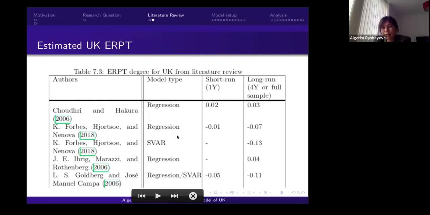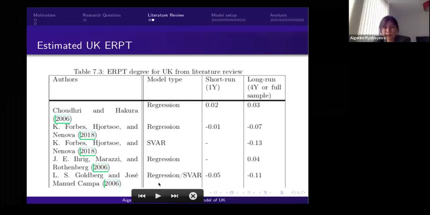Also here, I present that they are also different across the models. Here we have regression models and we have VAR models, structural VAR models. For the UK, nobody has used DSGE models. So my paper is the first one to estimate it.